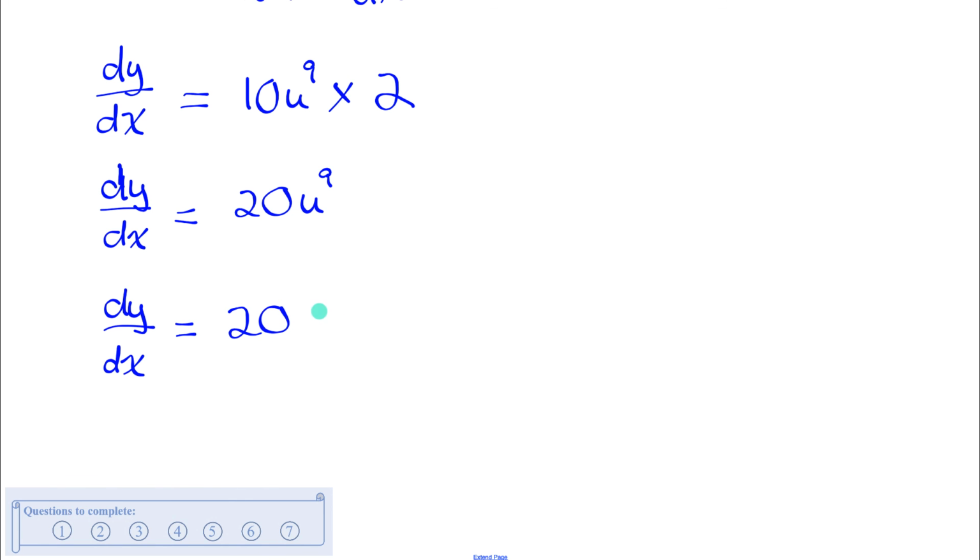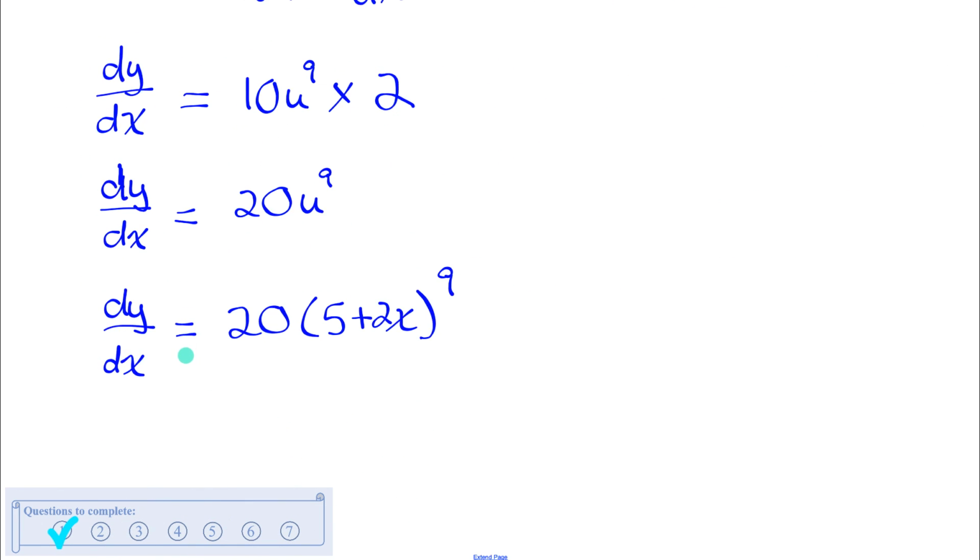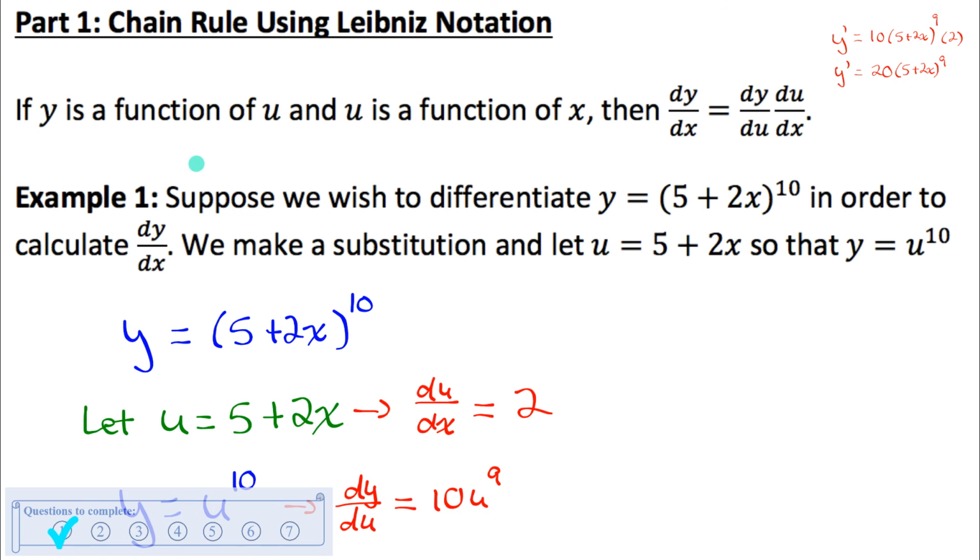So I have 20 times (5 + 2x) to the 9. And remember, that's the exact same answer that we got doing it the other way from before. Right up here, 20 times (5 + 2x) to the power of 9. So what I want you to take away from this is I can differentiate y with respect to x by first differentiating with respect to something else, as long as I then remember to multiply that by the derivative of that something else with respect to x.